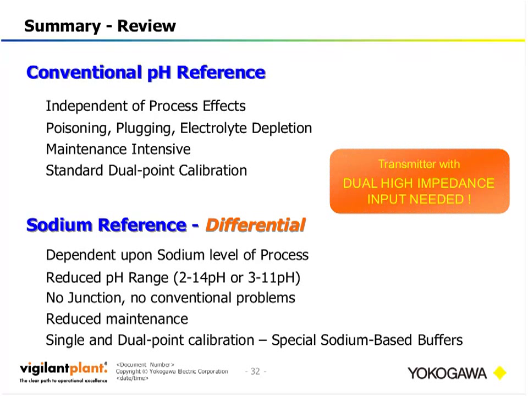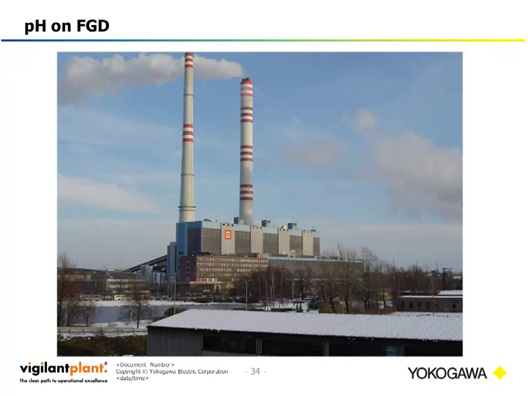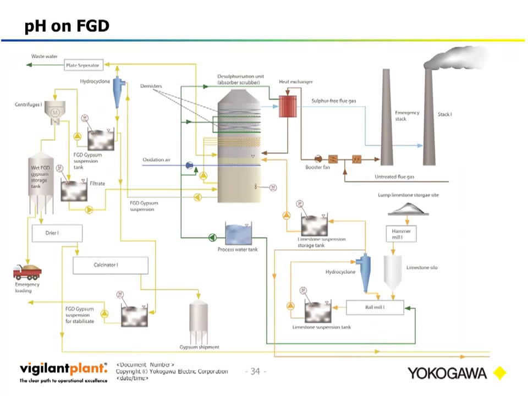And finally, we need to remember that for either differential type of sensor, a transmitter with dual high impedance needs to be used. So let's quickly talk about where we have seen differential benefit most frequently so far. Wet scrubbers are used in utilities, paper mills, and chemical plants to remove sulfur dioxide and other pollutants from the gas streams. Undesirable pollutants are removed by contacting the gases with an aqueous solution or slurry containing an absorbent. The most common absorbents are lime and limestone.